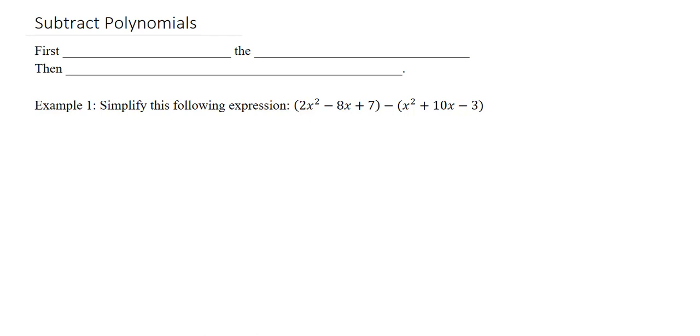Subtract polynomials. So the first thing we're going to do is distribute the negative sign, and then we're going to combine like terms. So there's just one extra step from the last one.